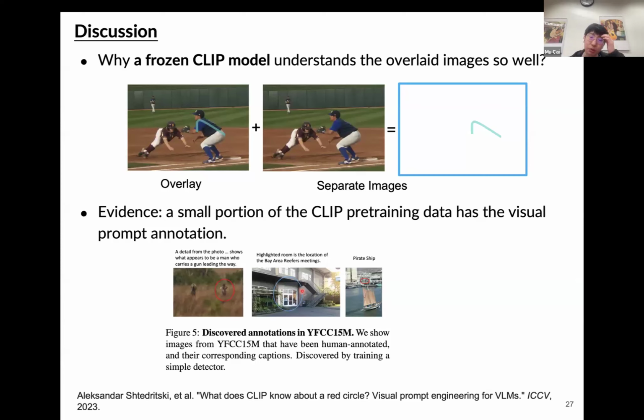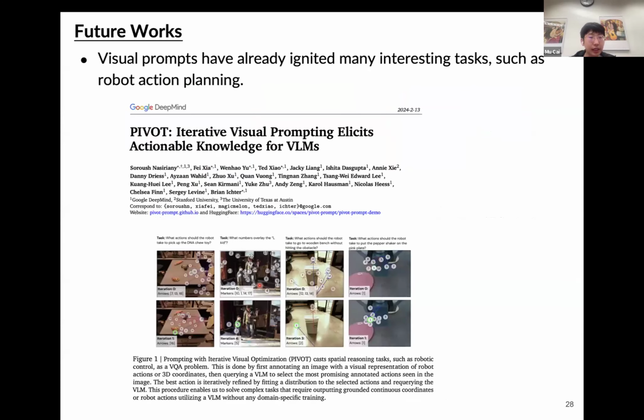I think one follow-up work could be, based on my work, what if we continue to scale the training data on my approach, what will happen? Can the fine-tuned model even surpass GPT-4V on such reasoning understanding tasks? And my work, although it's just accepted by CVPR, is already influencing other works. For example, here is a work from Google DeepMind where they use visual prompts to do the robot planning task.